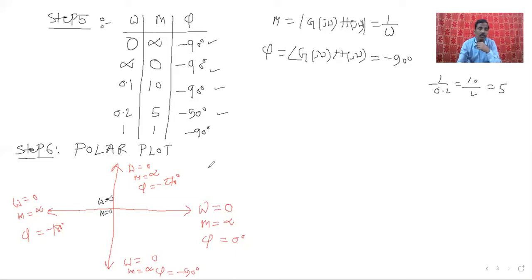Then put the value, but first omega equals 0. Omega equals 0 is satisfied for phase angle minus 90 degrees. So this is the minus 90 degree line. And magnitude equals infinity. So this is the point: omega equals 0, M equals infinity, phase angle equals minus 90 degrees.